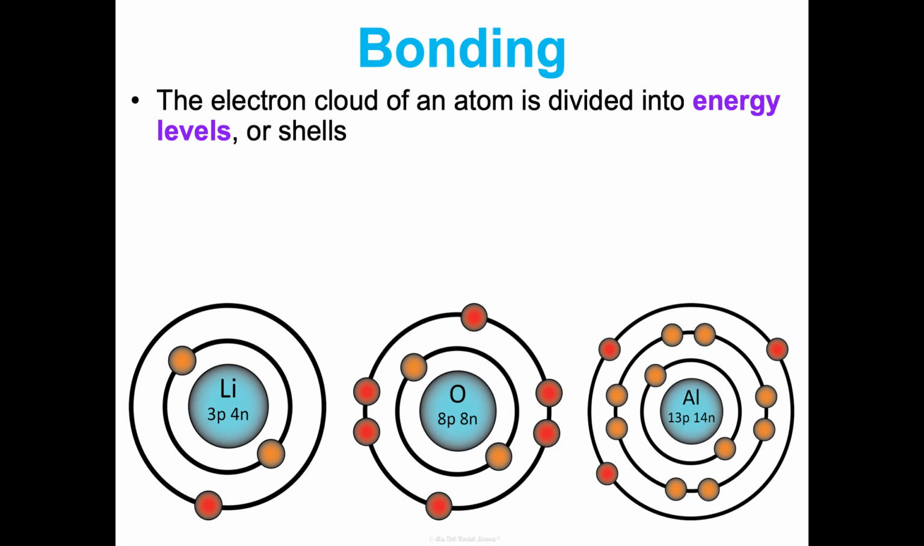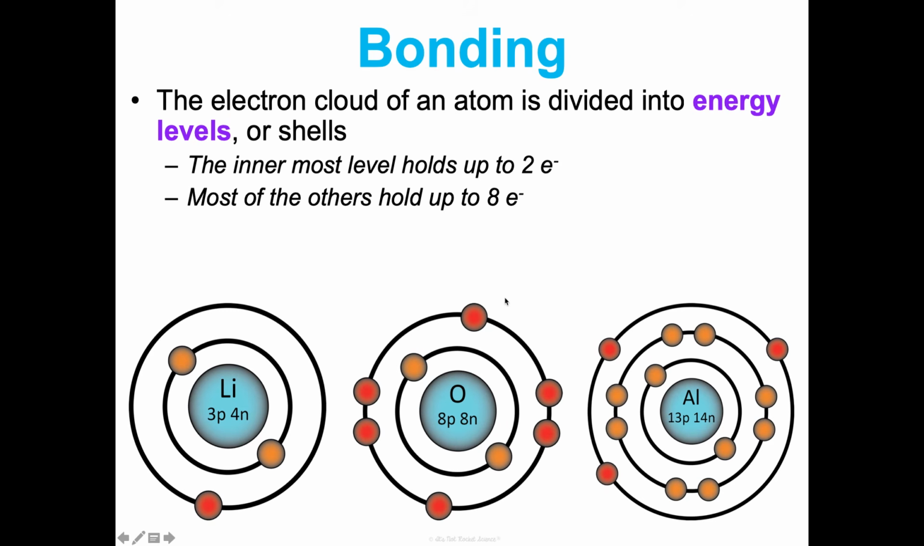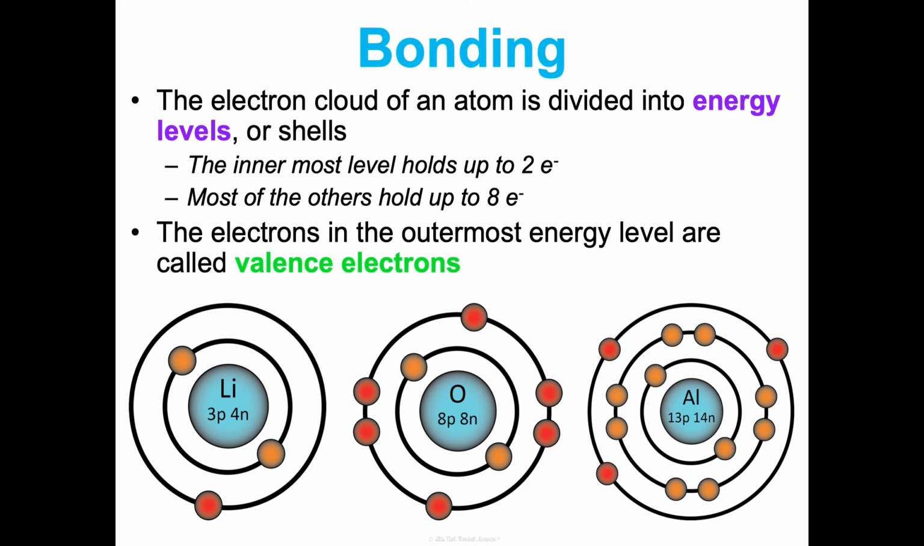Okay, bonding. So the electron cloud of the atom is divided into different energy levels, or they can be referred to as shells. The innermost level, that level that's closest to the nucleus, as you can see here, holds a maximum of 2 electrons. We always fill from the inside out. So if you'll notice oxygen, there's a second level here, but we filled the inside first. Most of the other levels hold up to 8 electrons. This gets more complicated, and it's something that you'll learn deeper in a chemistry course. Again, I'm just trying to do the briefest review for you.